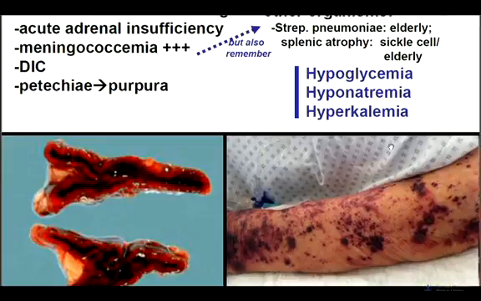And we've seen patients who are elderly or who have primary splenic atrophy who, as a result, are not clearing certain high virulence organisms like strep pneumoniae, and they can get this through that process. And there are other physiologic effects, as you probably covered. And DIC is evident with all that hemorrhage into the skin.